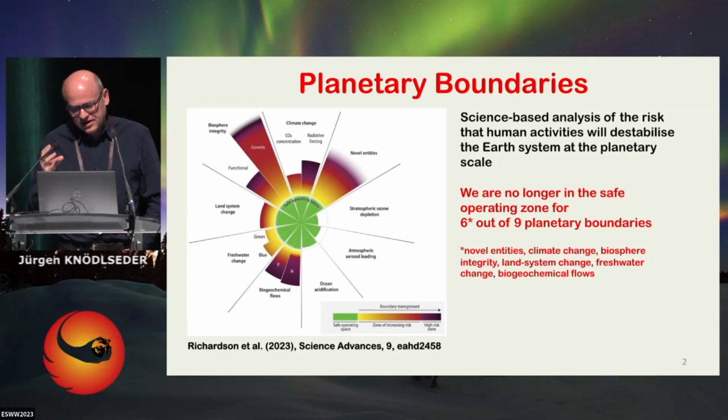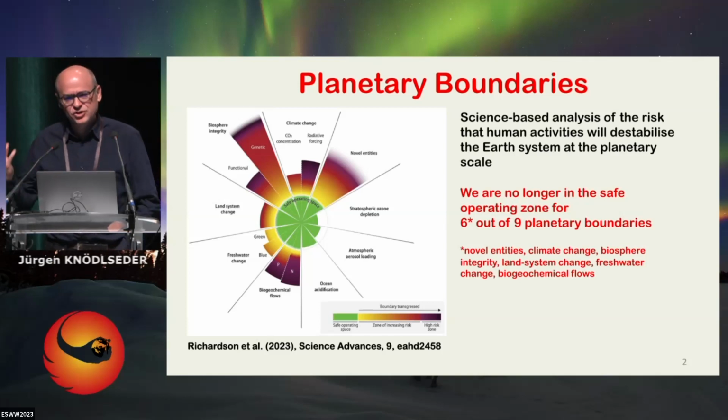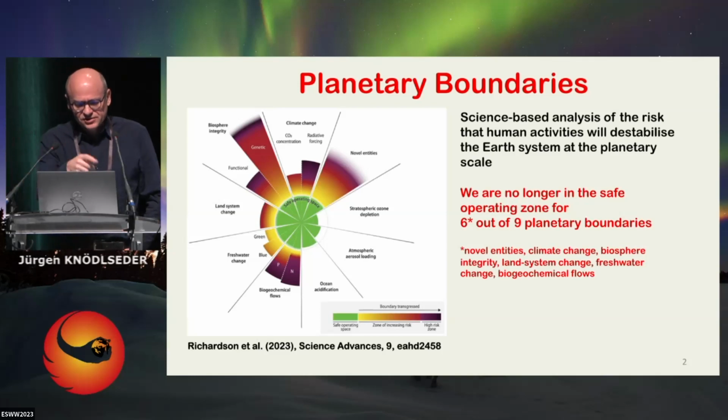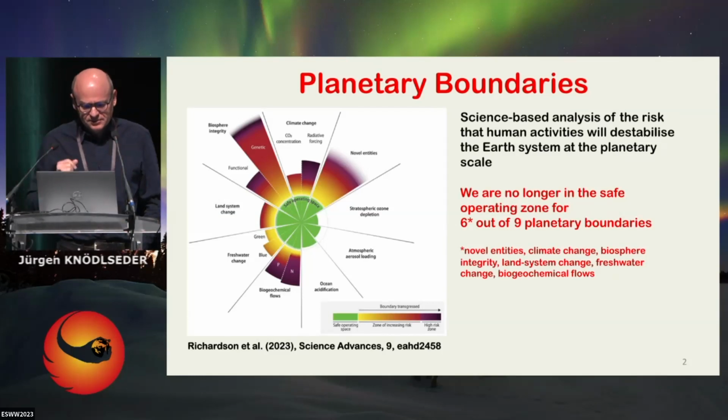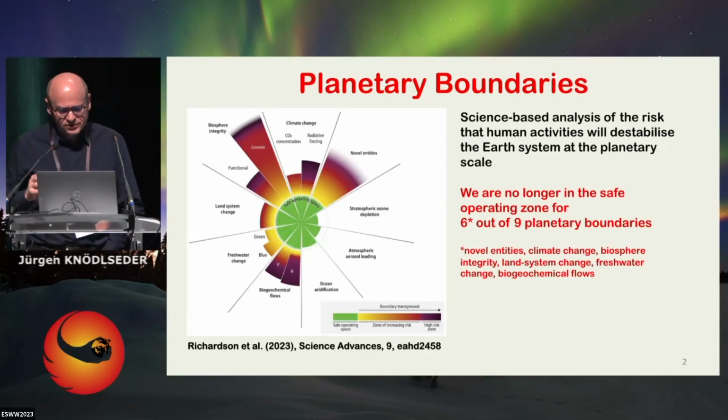And in fact, they identified 9 planetary boundaries, 9 essential areas that are important to maintain the Earth system. And what they found out, and this is illustrated here in this graph, is that we are no longer in the safe operating zone for 6 out of 9 of these planetary boundaries. And the areas where we are no longer in the safe zone are, of course, climate change. You know all about this.